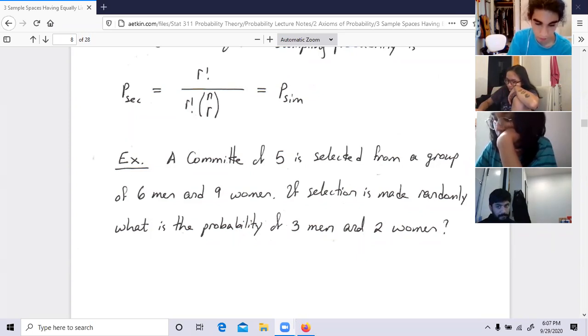Okay, Bowen, you are absolutely correct. That's a possible sample space. But here you assume that sampling was simultaneous.